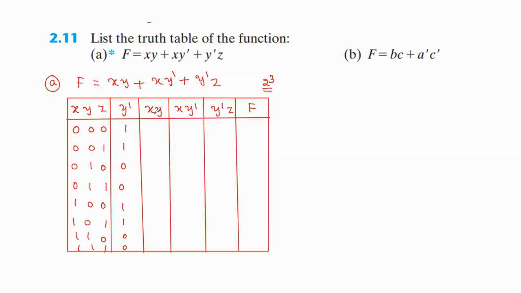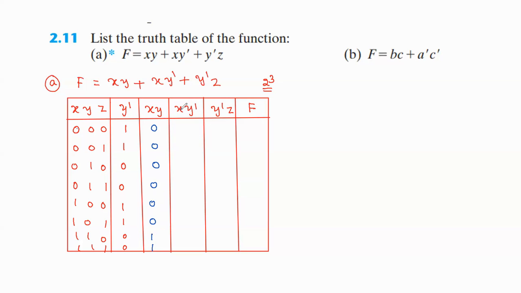Next is xy. Xy means AND gate of x and y, the product term of x and y. AND gate operation: when both inputs are 1, then only the output is 1. If any input is 0, the output is 0. Based on that, the first entries are 0, 0, 0, 0, 0, 0, and this one is 1, 1, because here both are 1s.